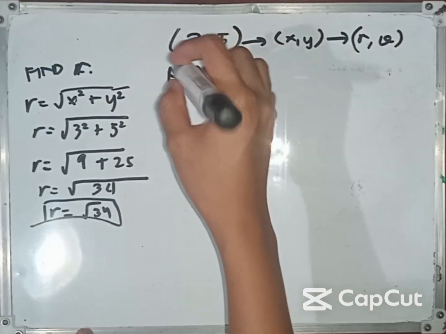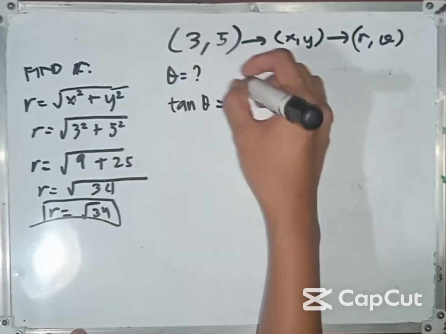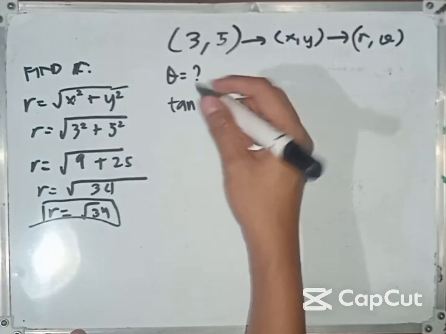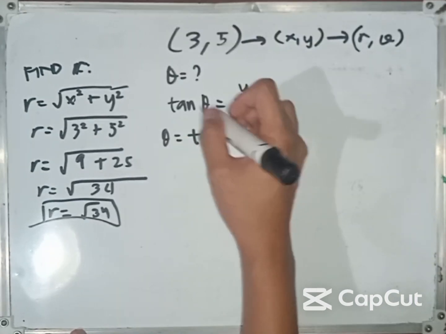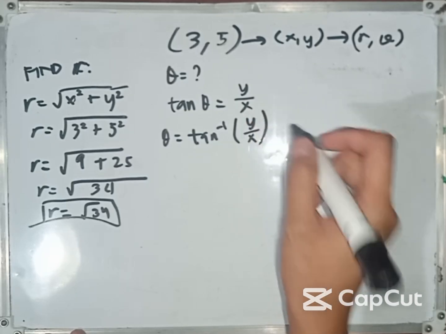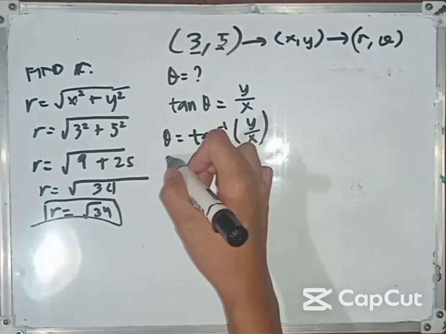For our theta, how can we find theta? We'll use the definition of tangent theta, wherein it is y over x. So theta is equal to, let's get the arctangent. So theta is equal to arctan of y over x.